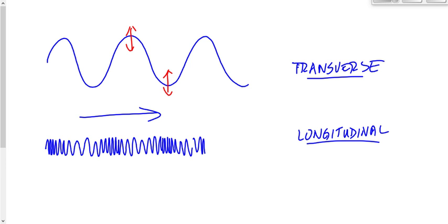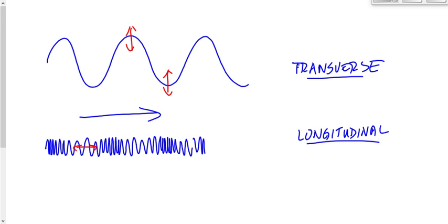Versus the longitudinal wave, where the particles, no matter where you look, are vibrating which way? Parallel, yeah, parallel to the direction of motion of the wave. So they move, but only within their own little area, perpendicular to the wave motion or parallel to the wave motion in their own little area.